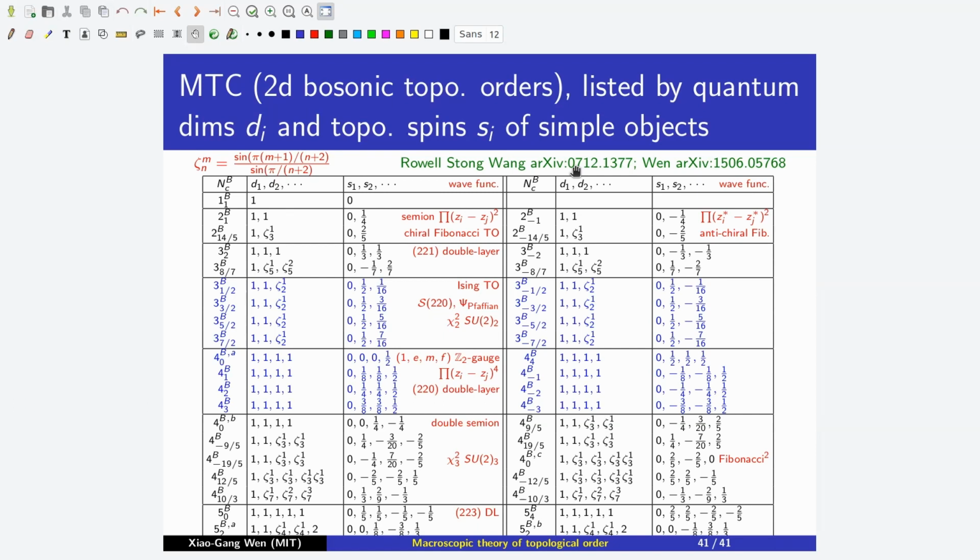This program is like classifying topological orders, like classifying finite groups. It's a similar thing. It's a kind of big project. But certainly if you understand this better, then many other things can be addressed. Okay, see you next week then.